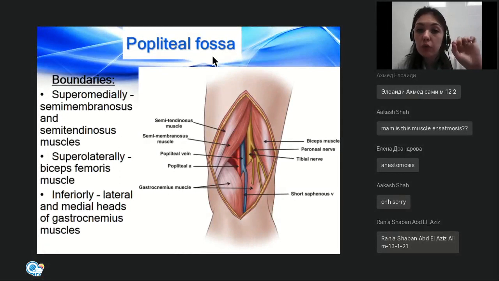Posteriorly, behind the knee joint, there is the popliteal fossa. It is rhomboid in shape, and superomedially it is bounded by the semimembranosus and semitendinosus muscles. Superolaterally it is the biceps femoris muscle, and inferiorly the lateral and medial heads of the gastrocnemius muscle.